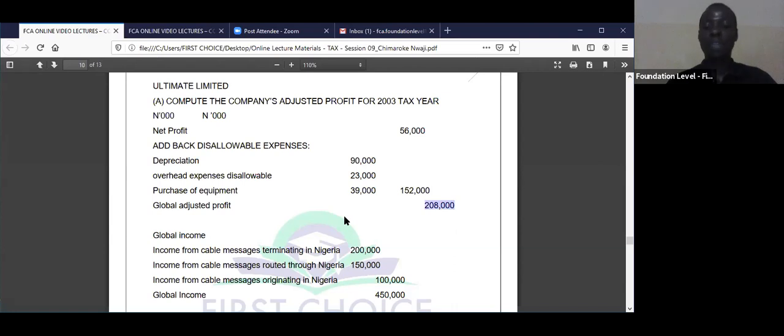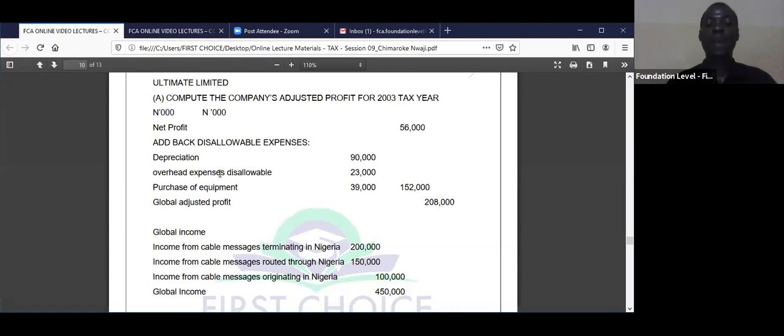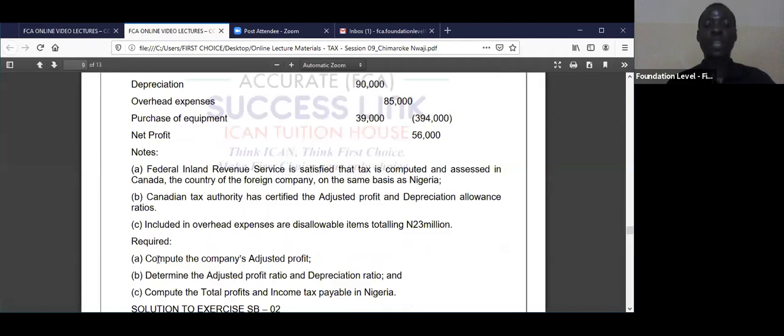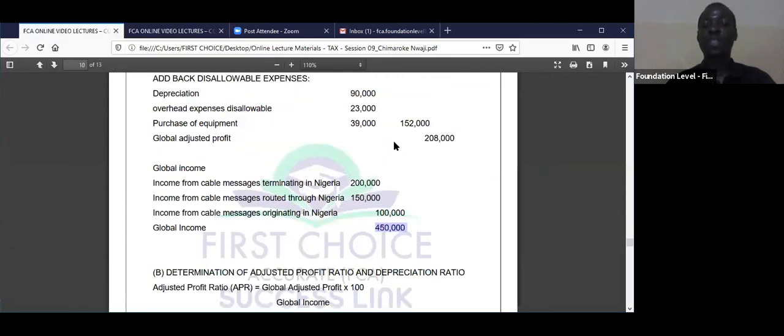Now, mind you, this is your global income. We said everything totaling together, which is 450, is your global income. So what were we told to find? In our A part, we are told to find the adjusted profit, the company's adjusted profit. Look at the company's adjusted profit here, 208,000. That's the adjusted profit.